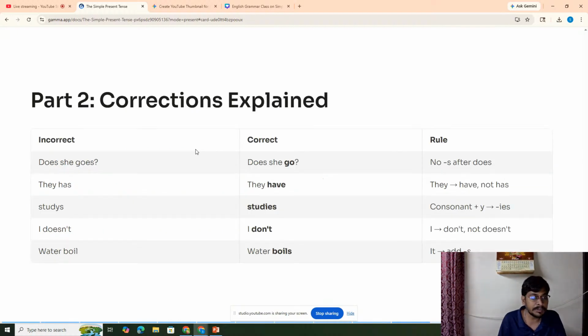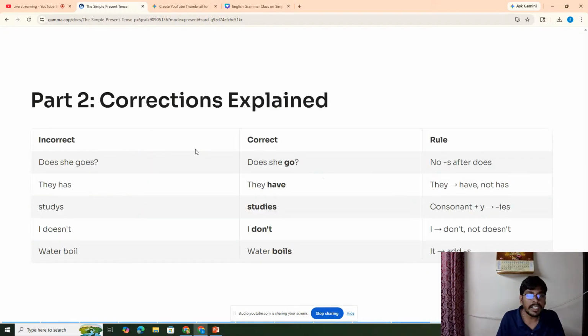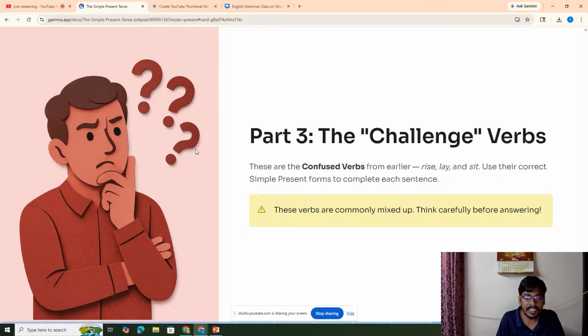And then corrections explained. 'Does she goes?' The right answer is 'does she go?' 'They has' is wrong, it's 'they have'. 'Study' is wrong, it's 'studies'. 'I doesn't' is wrong, it's 'I don't'. 'Water boil' is wrong, it's 'water boils'. So these are the important error detections for this particular verb.